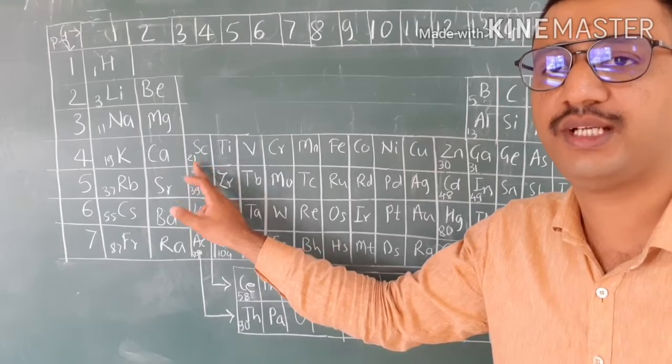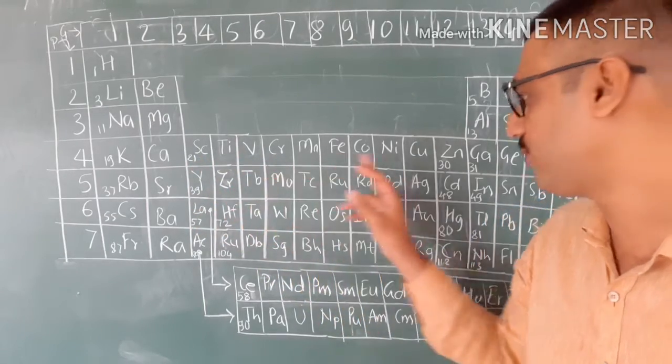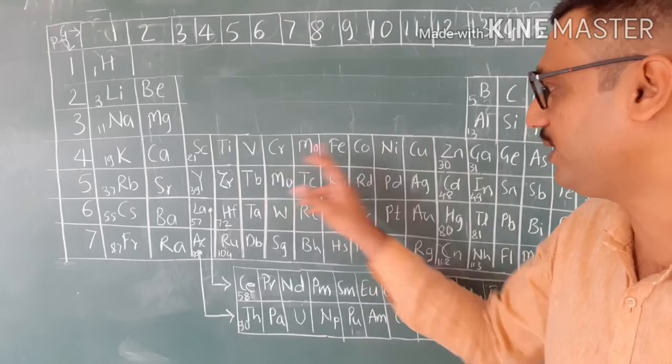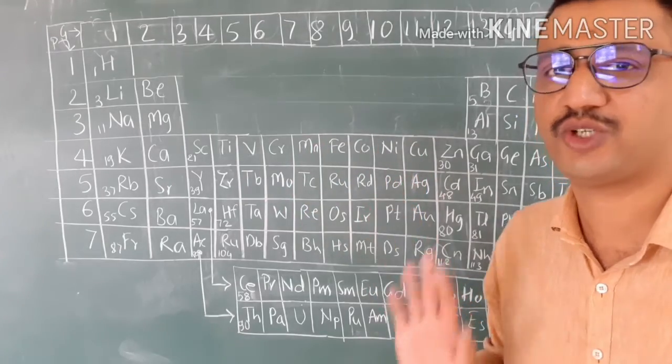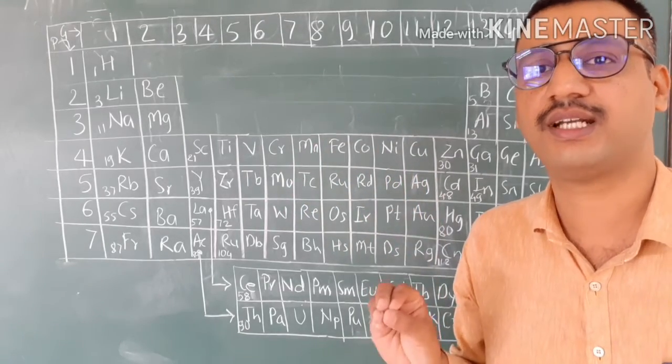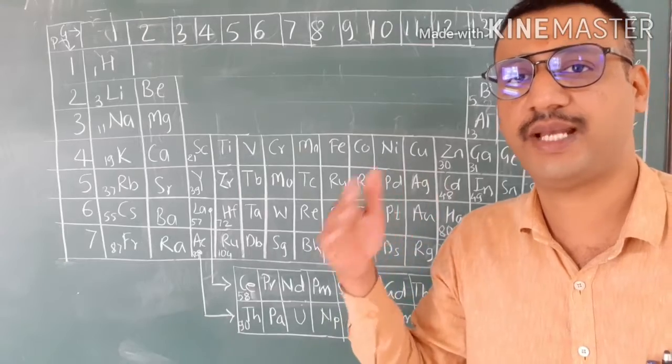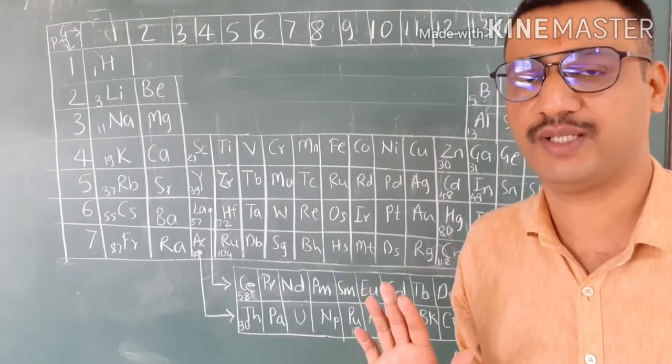Perhaps you know 3d1, 3d2, 3d3 up to 3d10. Okay, chromium and copper are the exceptional ones, but this is not part of it. Currently I want to tell you as much as possible about the features of the periodic table.